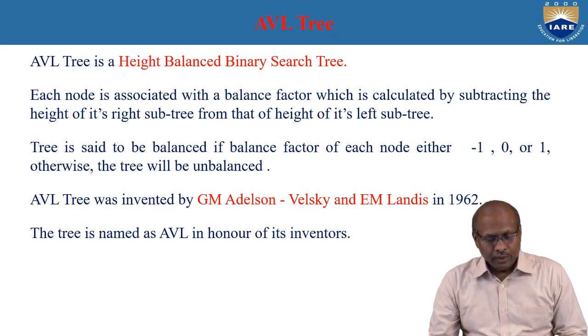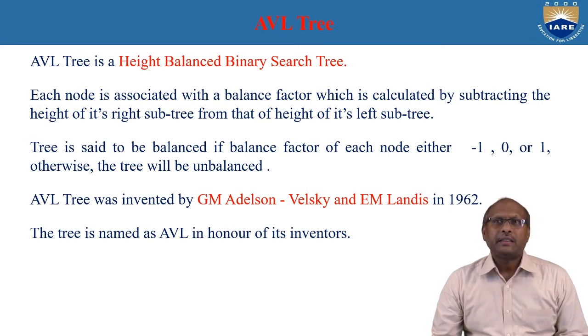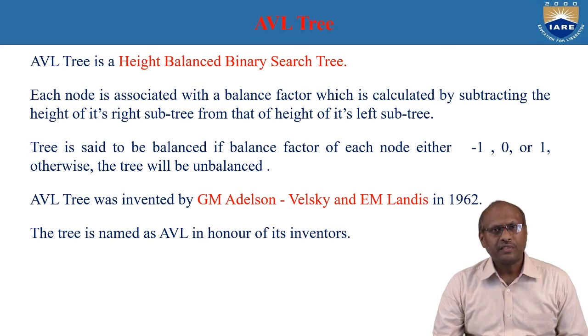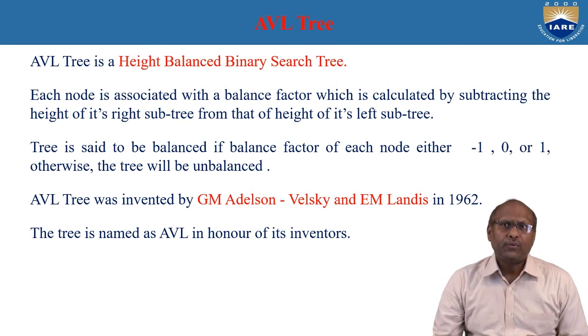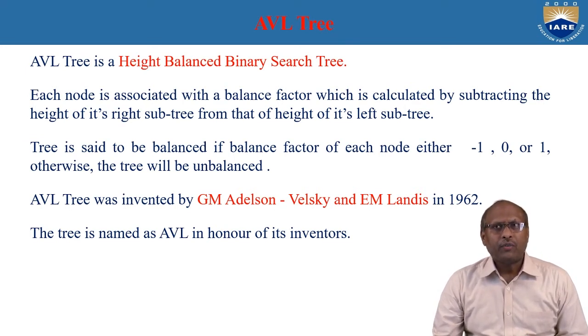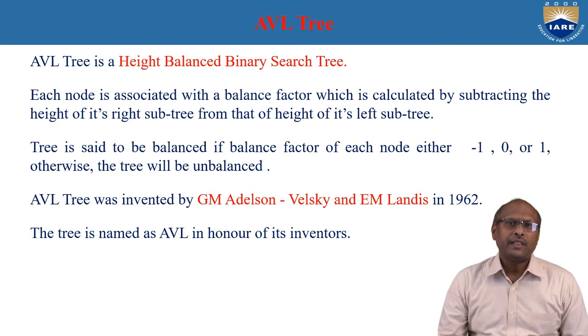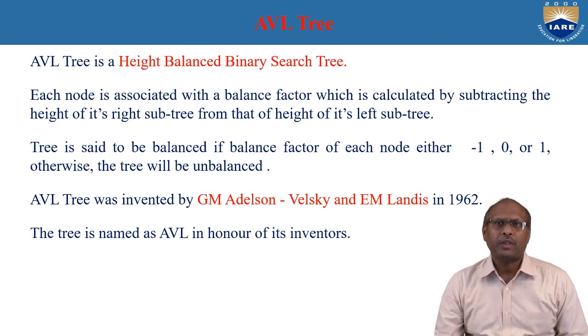So you can read now. AVL tree is a height balanced binary search tree. Each node is associated with a balance factor, which is calculated by subtracting the height of the right subtree from the height of the left subtree. If you subtract the height of the right from the height of the left, you will get the balance factor. The tree is said to be balanced if the balance factor of each node is either -1 or 0 or 1. Otherwise it is unbalanced. So for every node, the balance factor should be either -1 or 0 or +1.